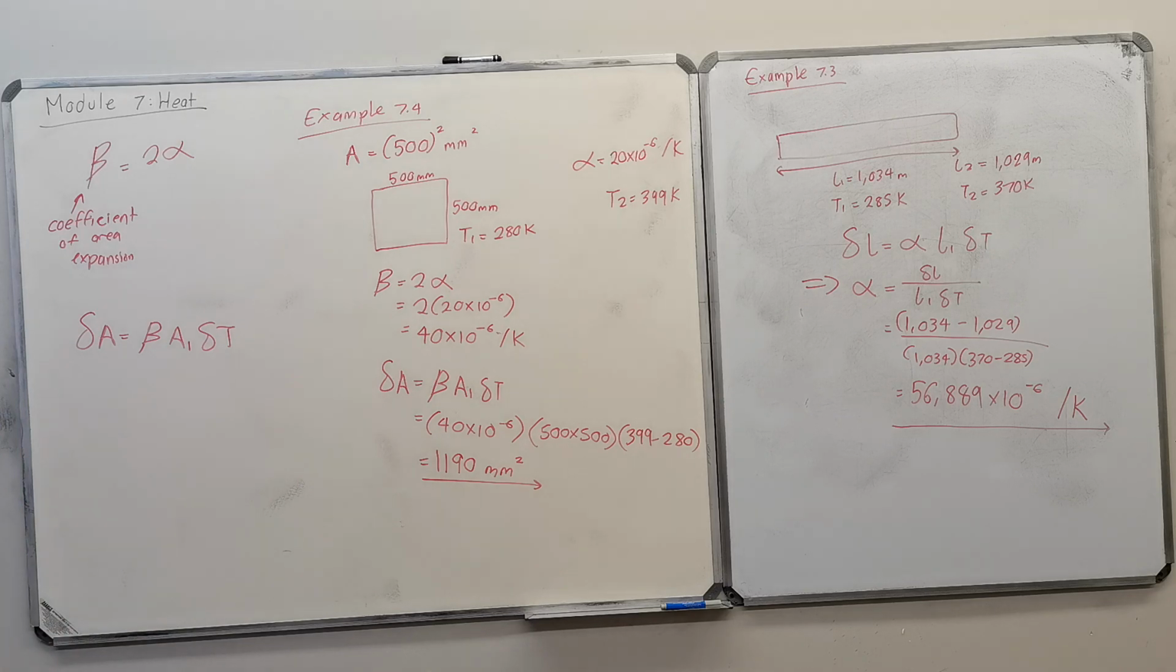Do you understand what we did again? Is anybody confused about it? Anybody need me to go through it again? So, will they give you the coefficient of area expansion? Will they always give you the linear? No, they give you that as well. So, what they'll do, they'll tell you, right? Say, like this question, it's a brass sheet.